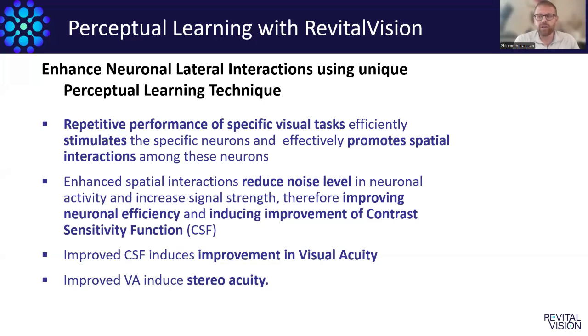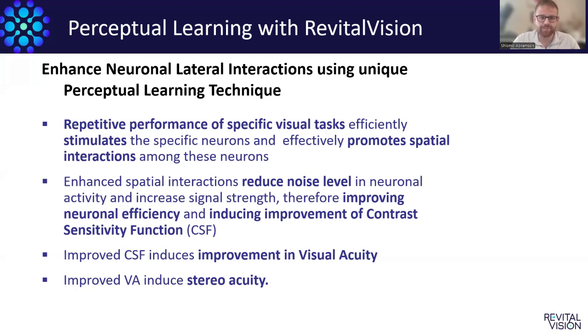The repetitive stimulation increases the neural detection point and reduces the surrounding neural noise level, leading to improvement of contrast sensitivity function by reducing the noise to signal ratio of neural activity in the primary visual cortex. This improved contrast sensitivity function induces improvement in visual acuity, and the better balanced visual acuity induces stereo acuity and binocular functions.